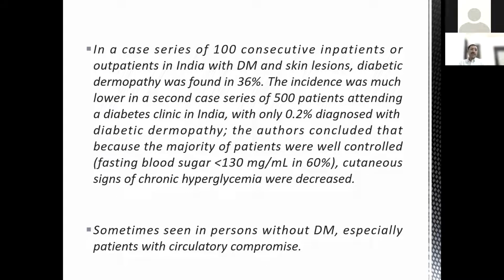So the prevalence of diabetic dermopathy varies from person to person, because many patients are controlled, and in many populations diabetes is not so well controlled. So incidence or prevalence may vary in different populations. It is to the tune of around 30 to 70%. And diabetic dermopathy lesions can sometimes be seen in patients without diabetes, especially patients who have circulatory compromise. In that population also, you can see such lesions.